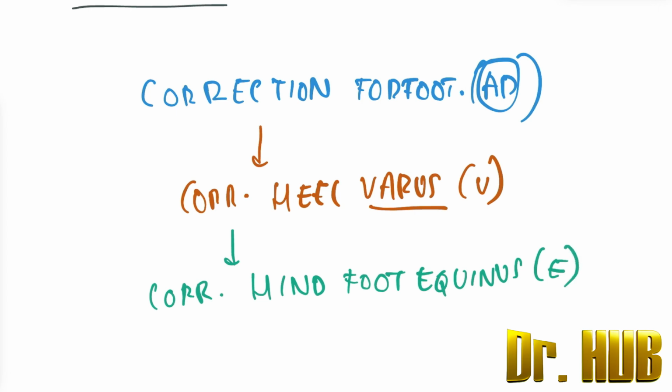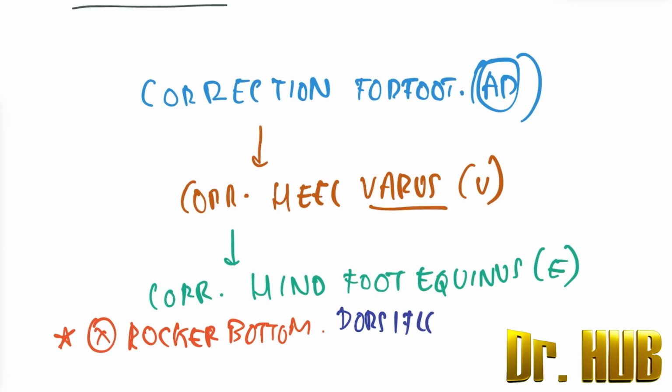So first is the correction of the forefoot, adduction. Next will be the correction of the heel, that is varus. Next is the correction of the hind foot, that is equinus. This order is followed to prevent the rocker bottom foot, which develops if it is dorsiflexed through the hind foot rather than the midfoot.